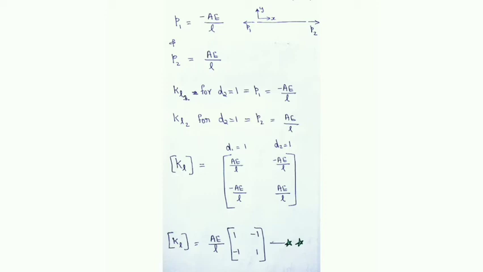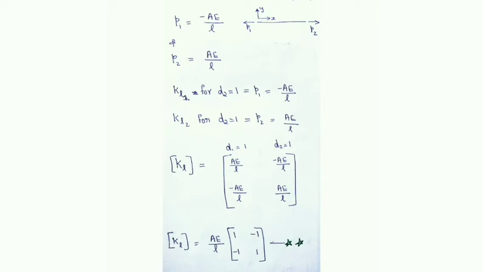Now for KL1, for D2 equal to 1, will be equal to what? Force P1, which is equal to minus AE by L. And local stiffness KL2 for D2 equal to 1 will be equal to local force P2, which is equal to AE by L. Now we can complete the matrix for local stiffness KL.